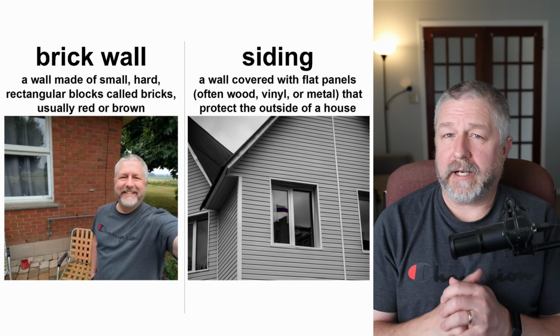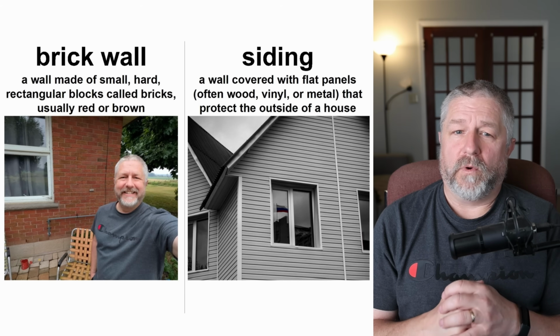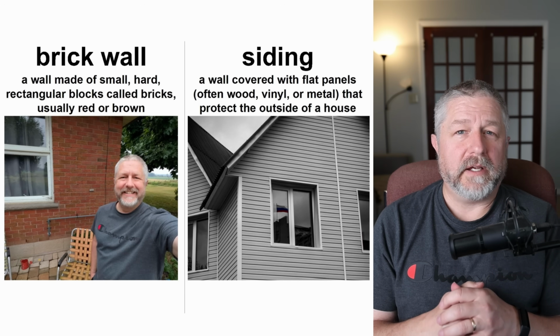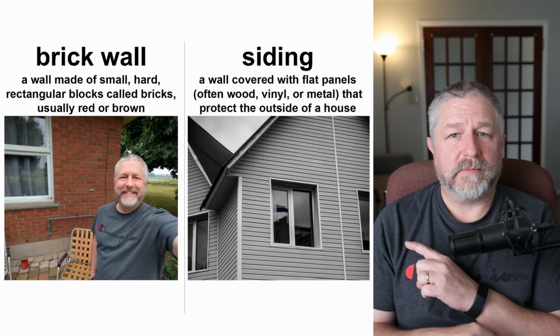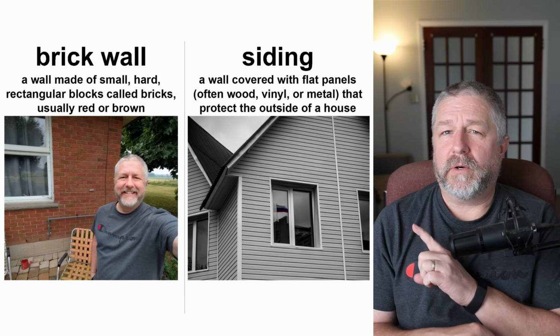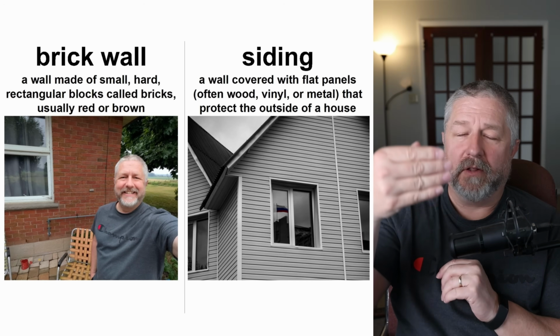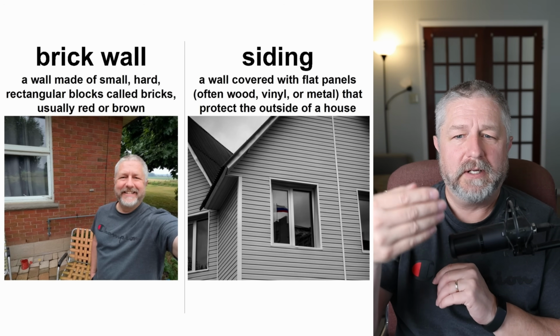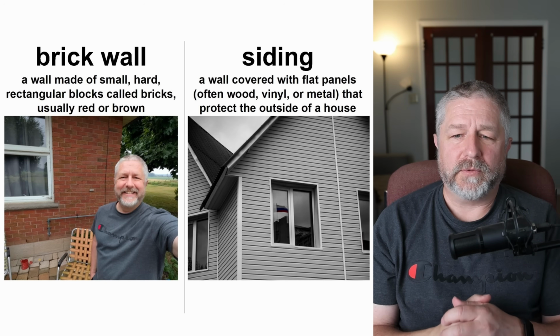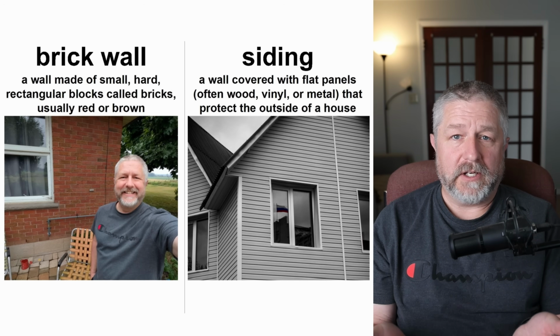Brick wall and siding. So a brick wall is a wall made of small, hard, rectangular blocks called bricks, usually red or brown. My house has brick walls. Siding, though, is something that goes on the wall, a wall covered with flat panels, often wood, vinyl, or metal, that protects the outside of the house. This might be very different in your country.